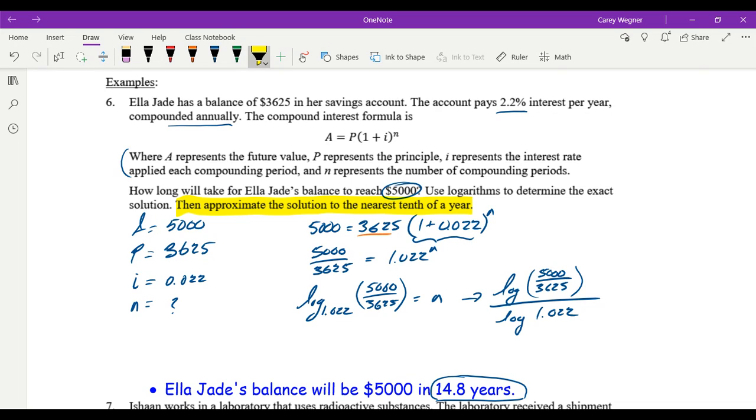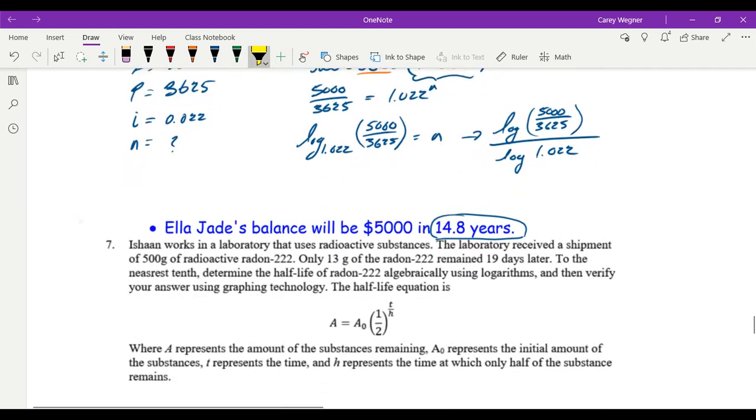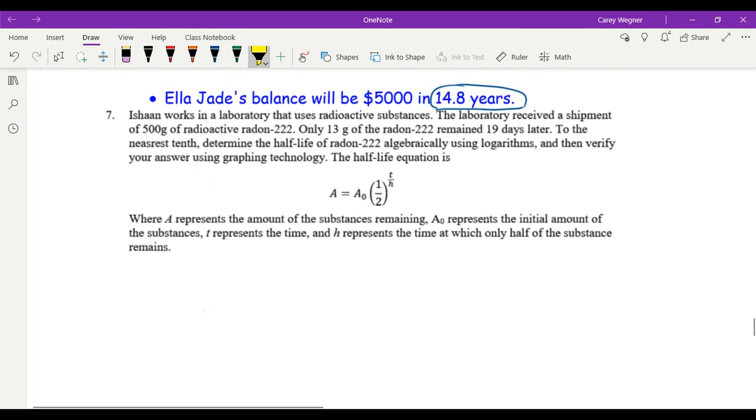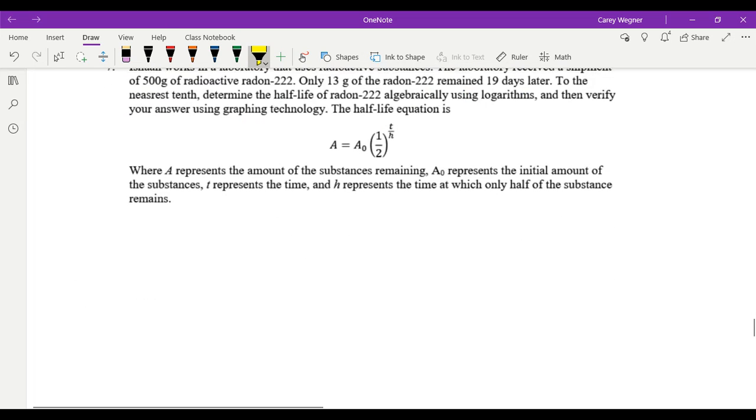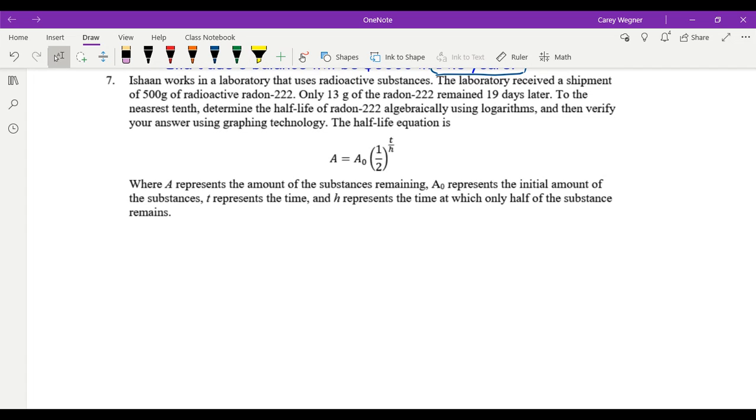Okay, let's move on to question number 7. In question number 7, we have Sean working at a laboratory that uses radioactive substances. So we did talk a little bit about half-lives in chapter 6. So this will be a half-life question again. So here we're looking at radioactive radon 222, and the laboratory received a shipment of 5,000 grams. Only 13 grams of the radon remained 19 days later.